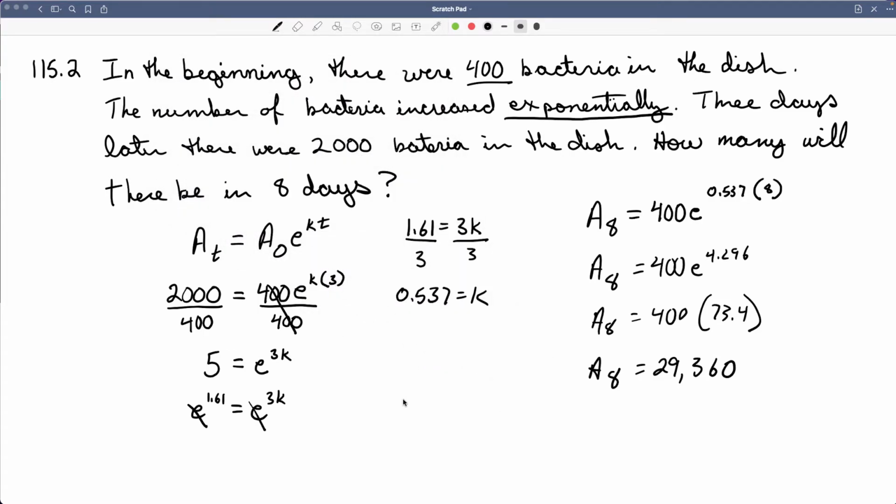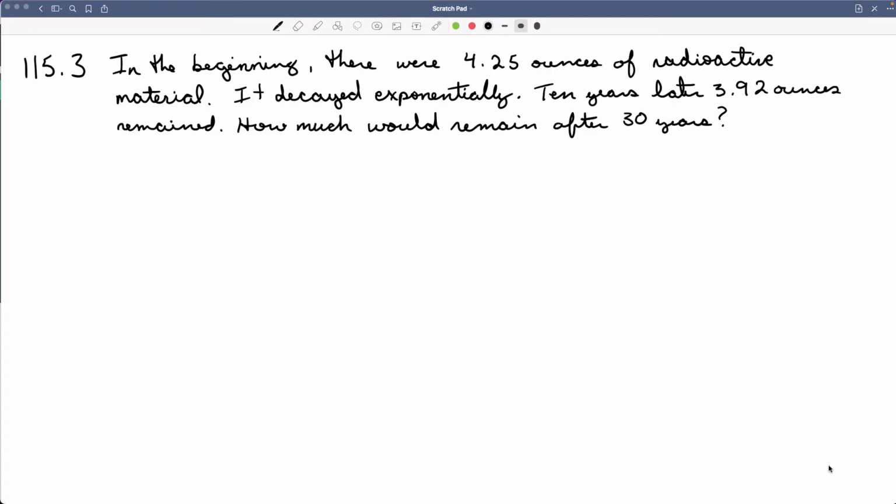So let's do the next example problem. All right, so here's our problem number 3. In the beginning, there were 4.25 ounces of radioactive material. It decayed exponentially. So there's a clue. It's decaying. It's going away. So that means we're going to have a negative exponent. 10 years later, 3.92 ounces remained. How much would remain after 30 years? So first we have to find our K, our constant, which is our rate of decay. And then we'll apply it to the 30-year mark.